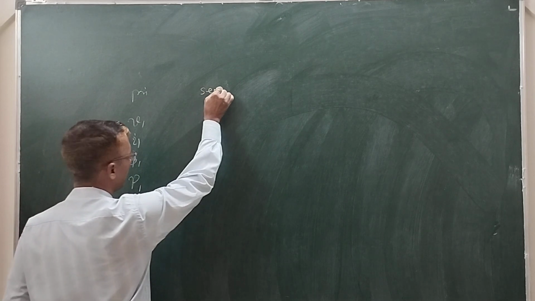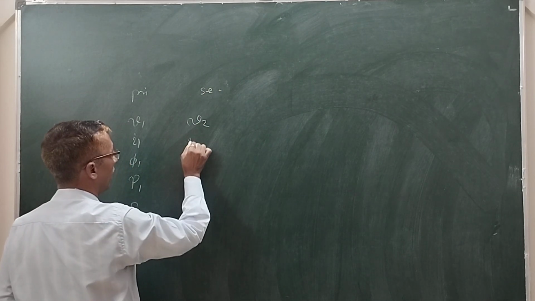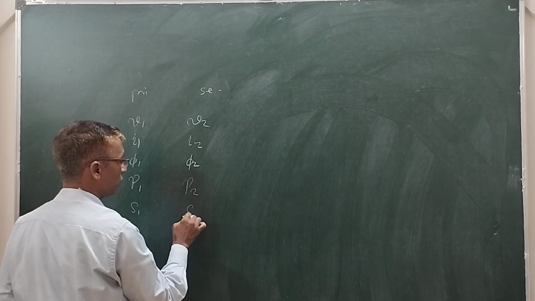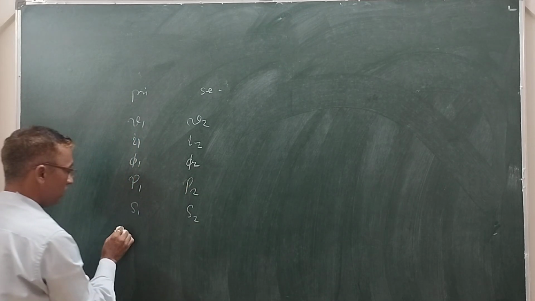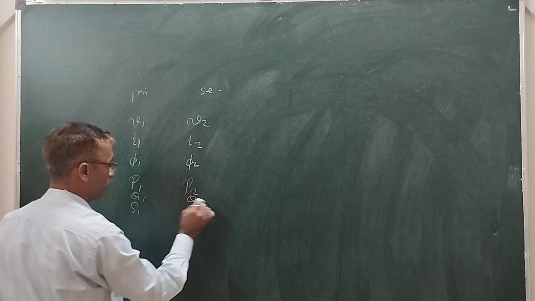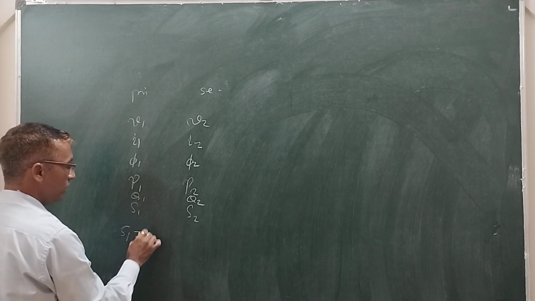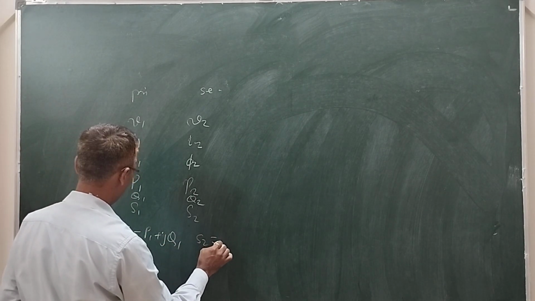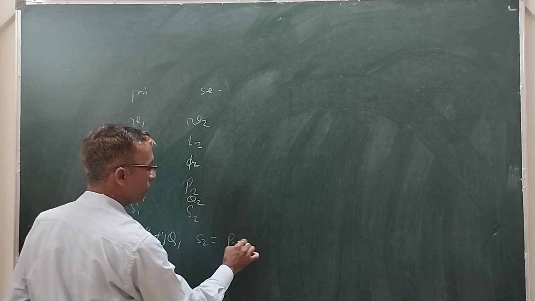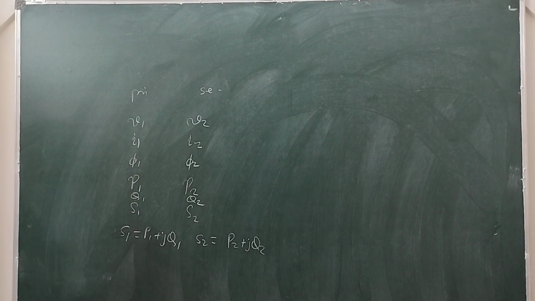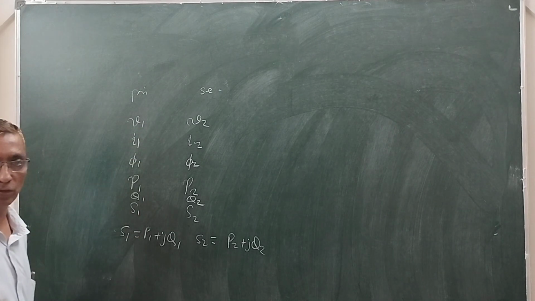On the secondary side, what is happening? It is V2, I2, phi2, P2 and S2. What is this S? S has both the powers, right? Let us say here Q1 and Q2. What is S1? S1 is P1 plus j times Q1. What is S2? S2 equals P2 plus j times Q2. Please remember, all these quantities are time dependent quantities. I am writing the instantaneous values.